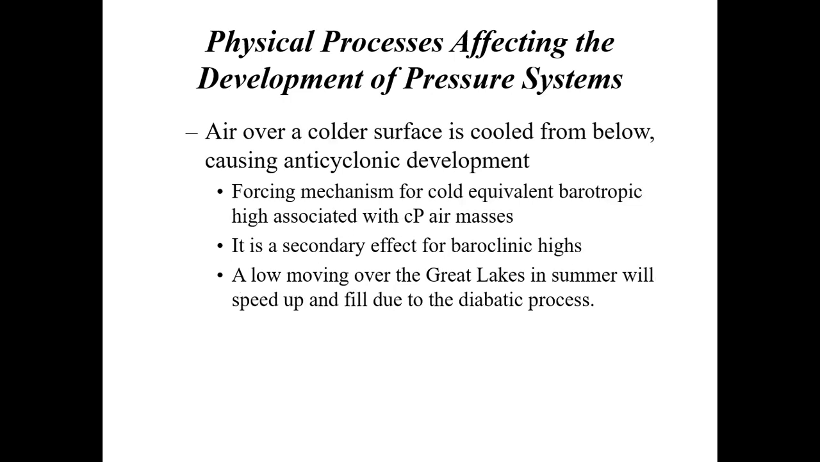Now, air over a colder surface is going to be cooled from below, causing high pressure development or anticyclonic development. It's a forcing mechanism for cold equivalent barotropic highs associated with continental polar air masses. It's a secondary effect for baroclinic highs. A low moving over the Great Lakes in summer will speed up and fill due to the diabatic process.